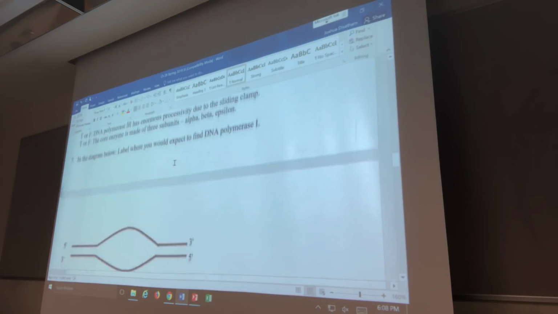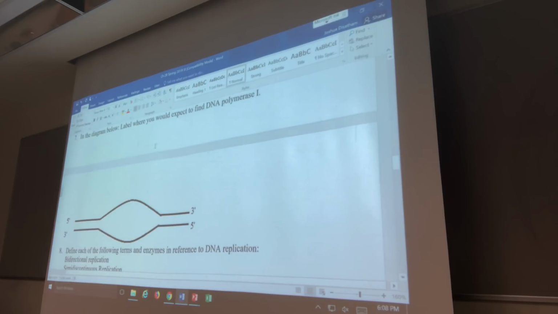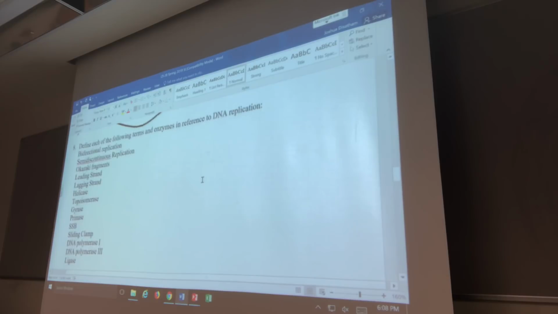We already talked about DNA polymerase 3. Oh, I didn't know I included this. That's great. So yeah, where would you find DNA polymerase 1? You can practice that. Make sure you're able to define and understand what each of these terms mean.